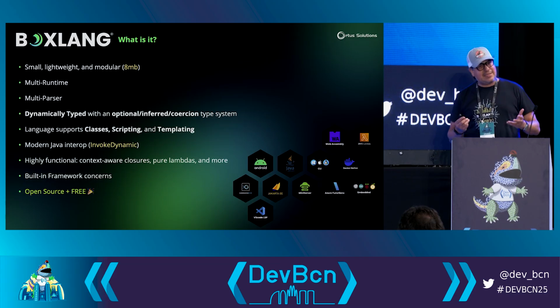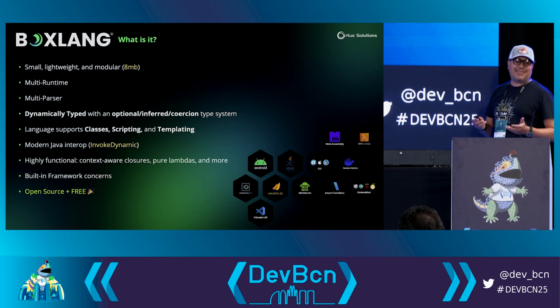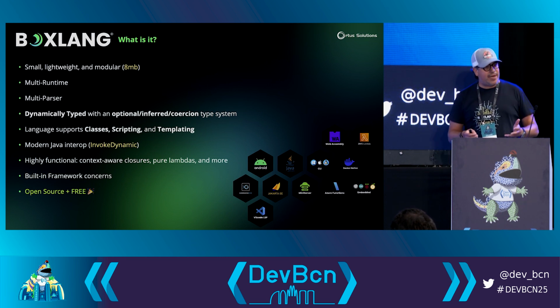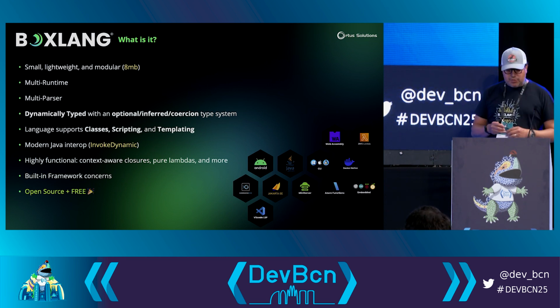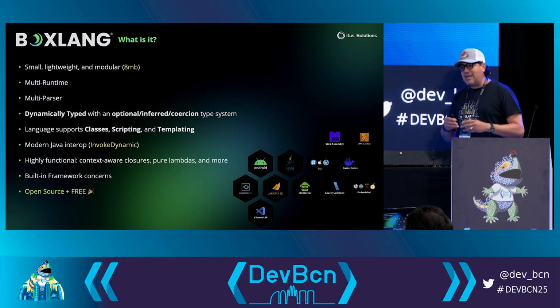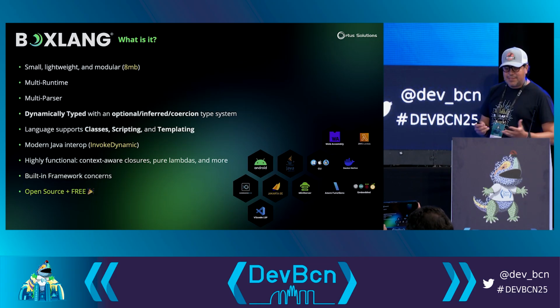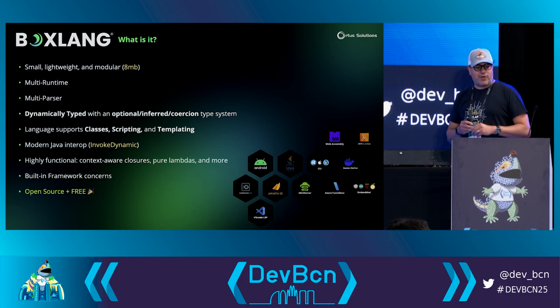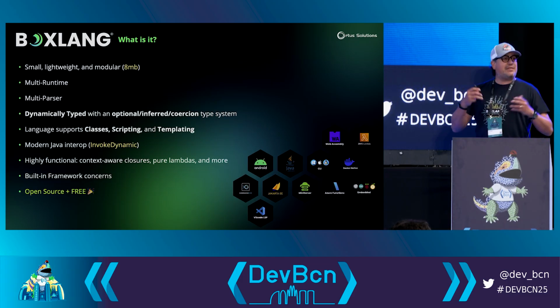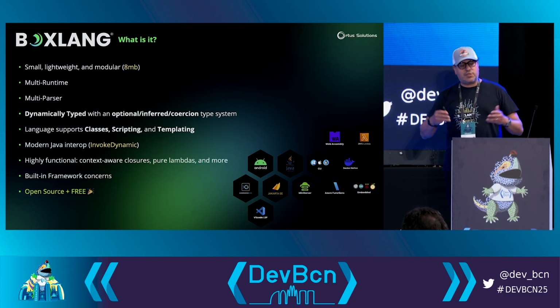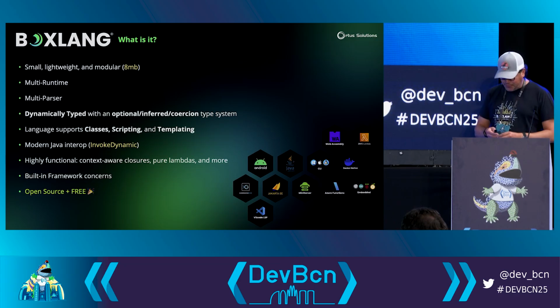It supports classes, scripting, and we've also built a templating language. It uses everything modern in the JDK, including invoke dynamic to deal with dynamic languages. Highly functional, like I mentioned. You can do context-aware closures or pure lambdas and many other constructs that we've created. Built-in framework concerns, and I'll explain a little bit of what that means. And of course, it's open source and free.